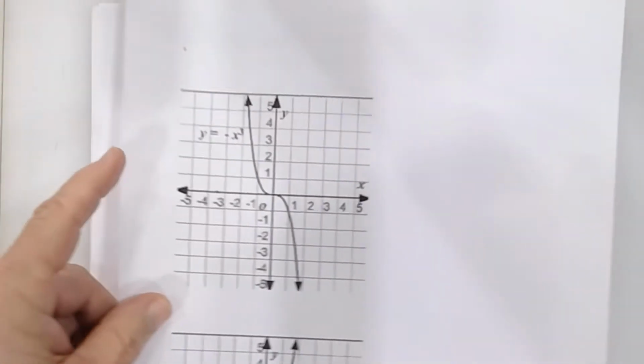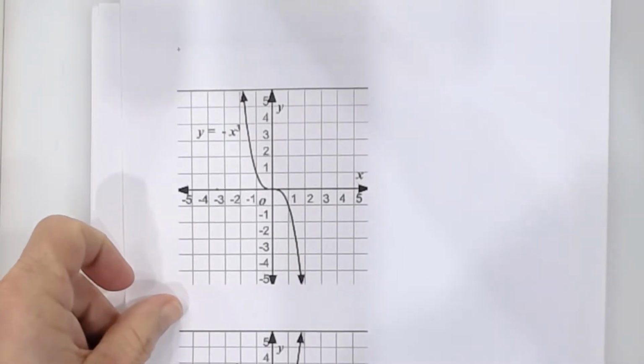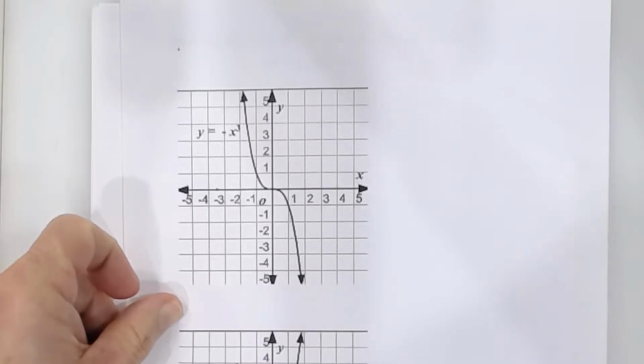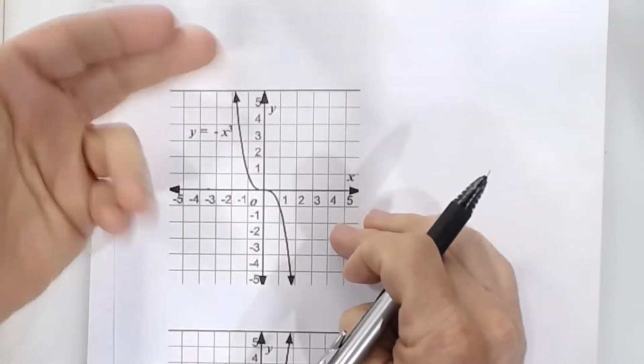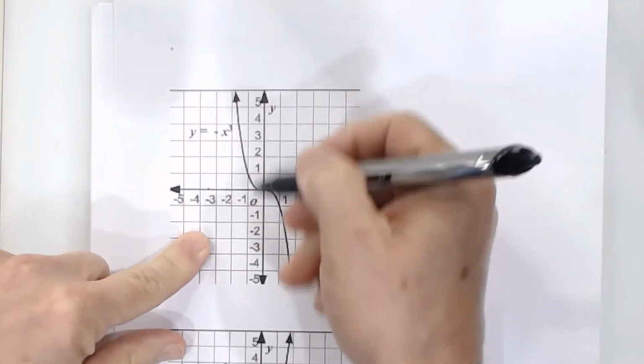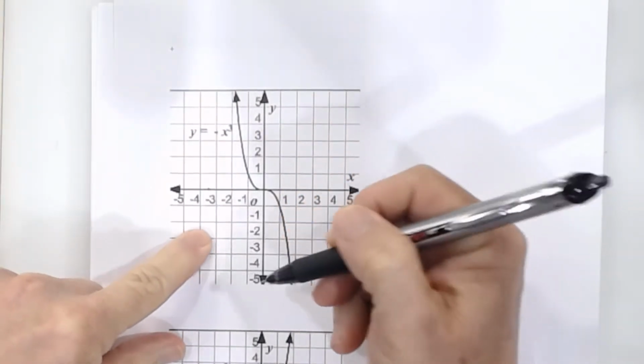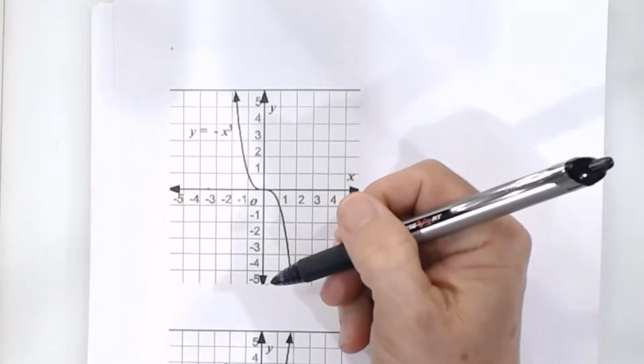Okay, now we get to this one. Is this graph symmetric about the y-axis? No, it's not symmetric about the y-axis. All right, is it symmetric about the x-axis? No. It's not symmetric about the x-axis, because if I were to fold it about the x-axis, this piece is not here, correct? All right, but it is symmetric about the origin.